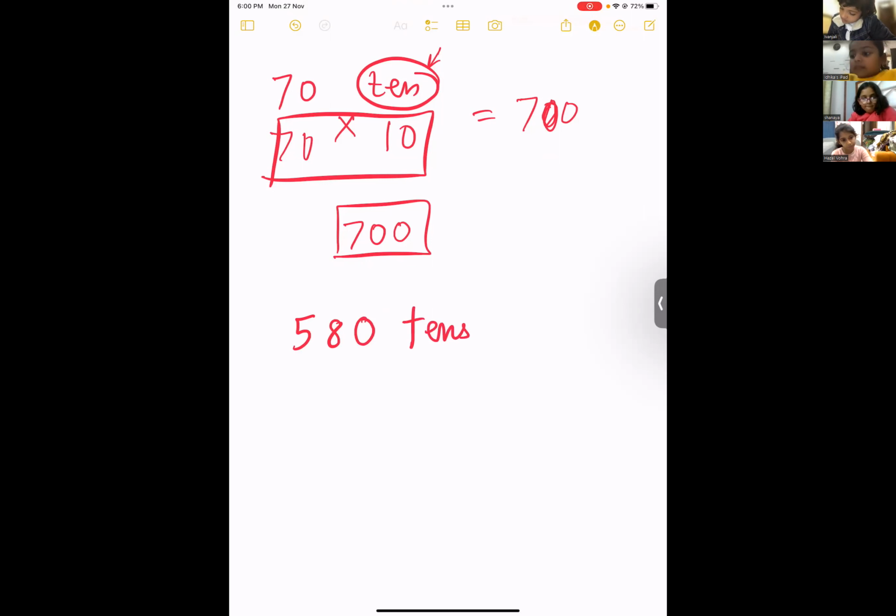580 tens. Give me the value of 580 tens. Everybody, it is just a concept, okay? I'm waiting for everybody to answer. It is not that tough. You have to use the same concept. Ki agar 10 hai, to ek zero lagana hai. That is as simple as that. So, agar 580 tens hai, to answer is going to be 5800.